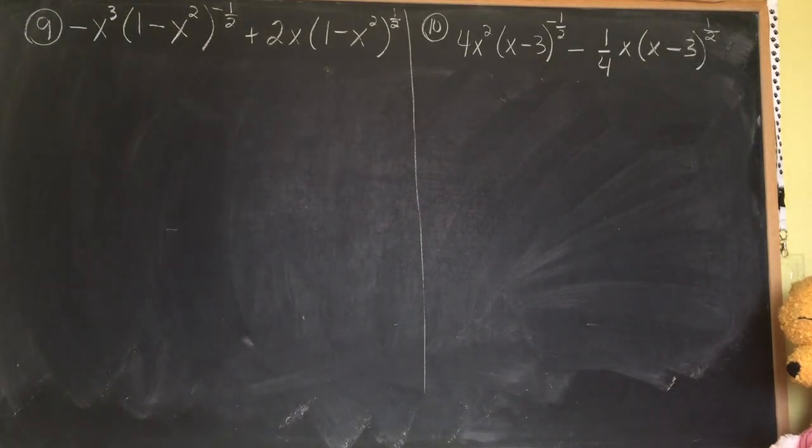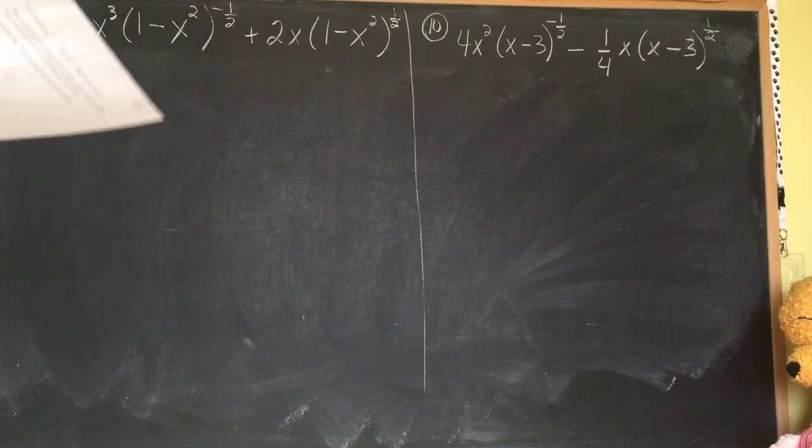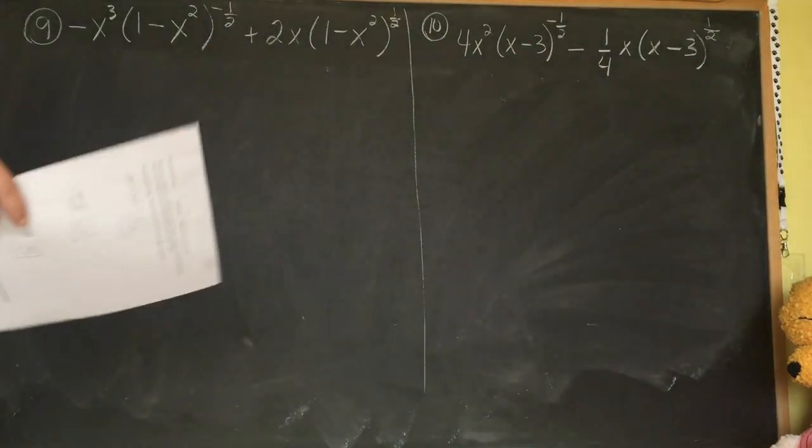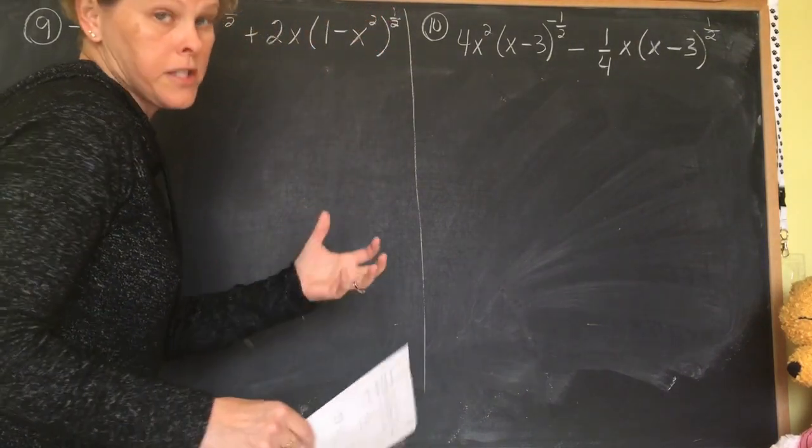All right, we have the second part of 2.4.0. I'm just doing the last three examples on that note sheet, so 9, 10, and 11. And again, remember, we are not taking any derivatives. We are simply just simplifying.